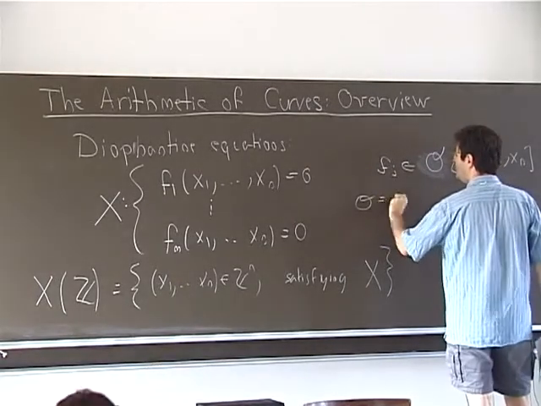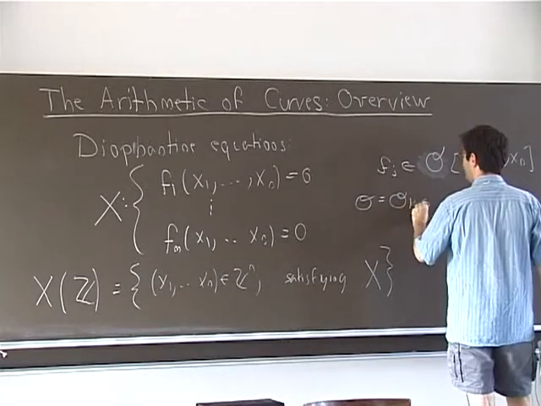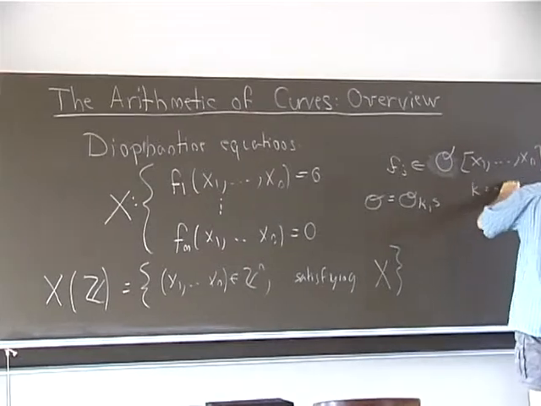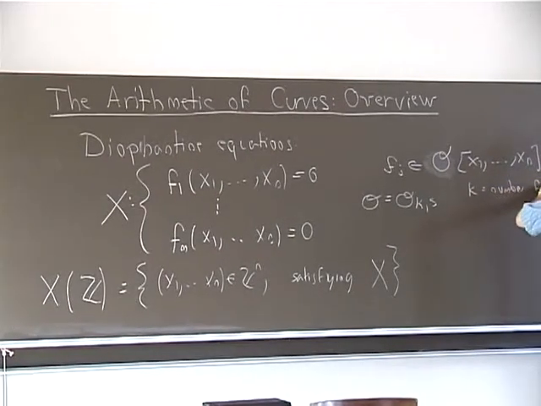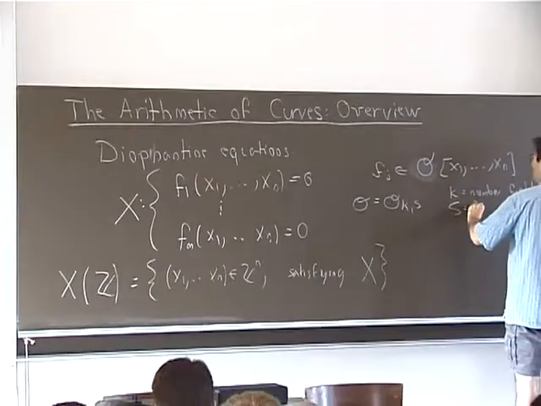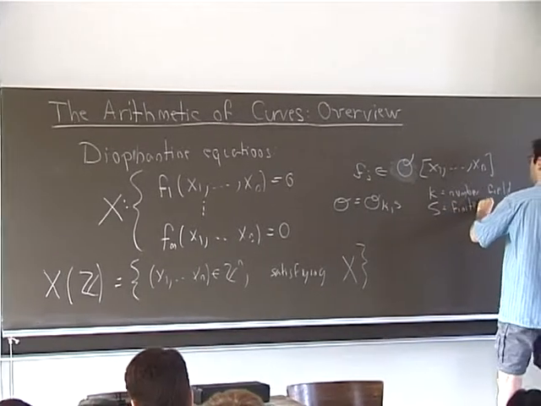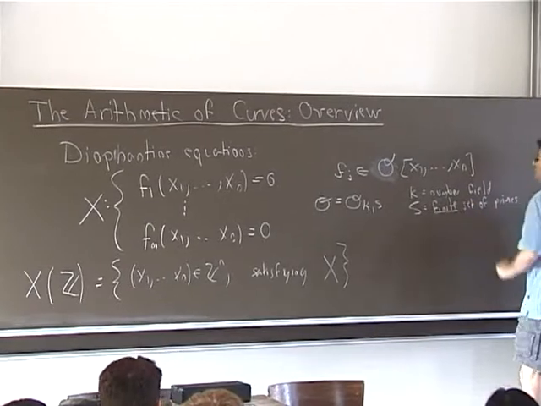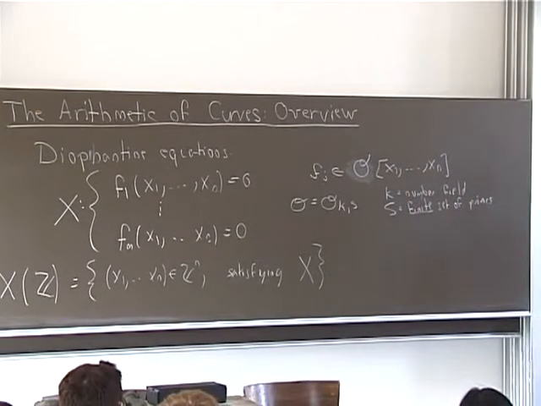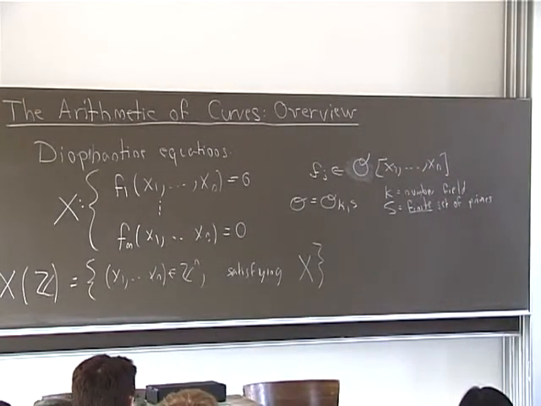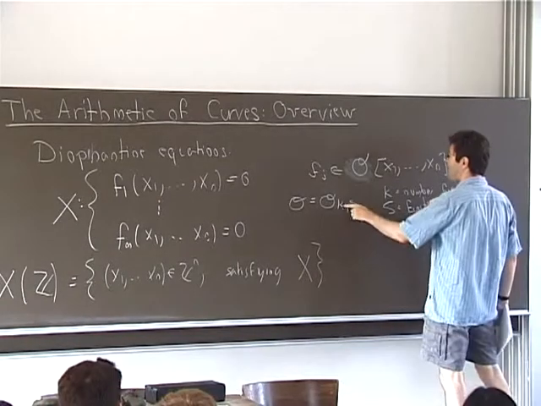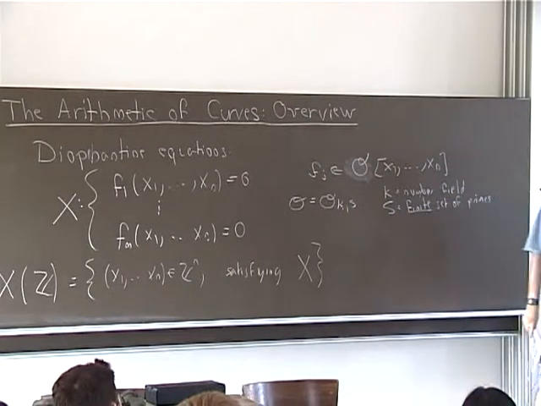So O could be typically O_{K,S}, where K is a number field, and S is a finite set of places, a finite set of primes. So finite here is crucial for many things. And O_{K,S} denotes the ring of S-integers, so the elements which are integral over K, except possibly at the primes dividing S.